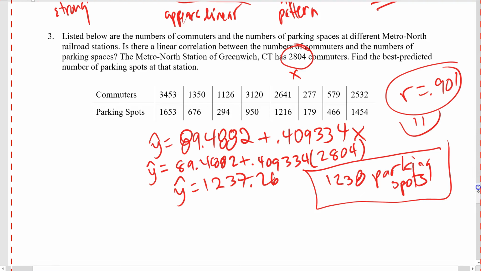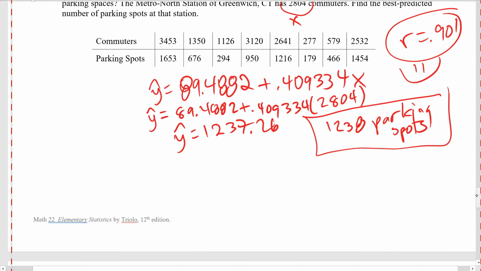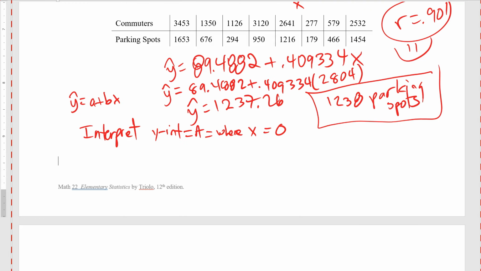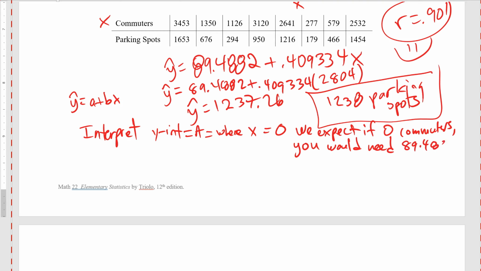Before I go into the last thing, I want to make sure we understand one more thing here. I will be asking you to do things quickly. We expect, yeah, X was commuters. If there are 0 commuters, you would still need the y-intercept, A, 89.4 parking spots.